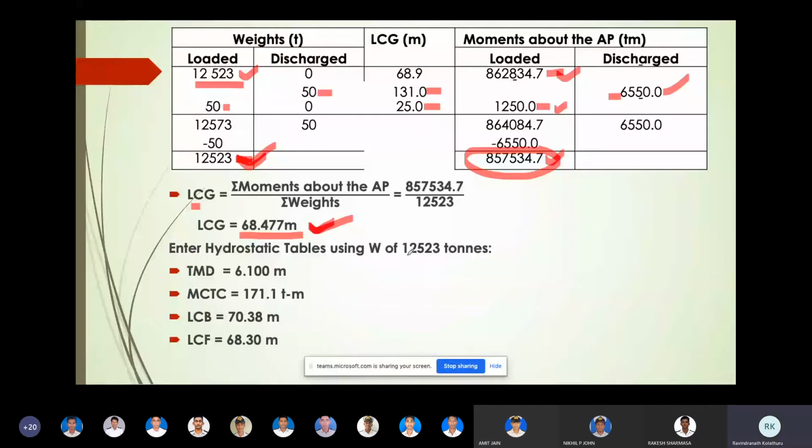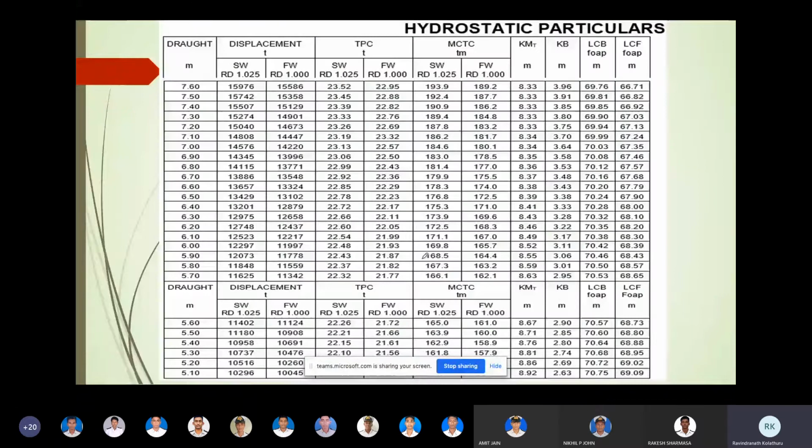So we will enter the hydrostatic tables with the displacement. I have the displacement, 1,252,3. I go to the hydrostatic tables. For 1,252,3, where will it come? It is somewhere here. For 1,252,3, my draft is 6.1. My MCTC value will be 171.1, LCB and LCF. Now all these four values I will find out.